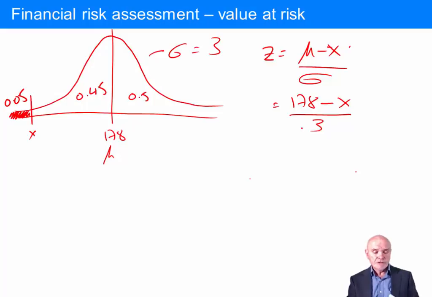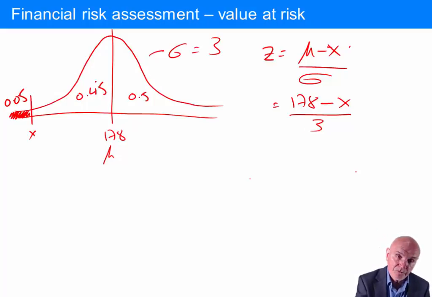So this is where you go to the tables, and instead of going to the Z value here, that's what we're trying to find. You go to what I call the body of the tables in here, and you want to find basically this kind of a distance here that's below. You want to find the area of 0.45. So let's go to the tables. We want it split up so this area is 0.45.